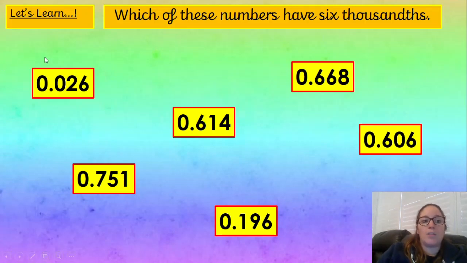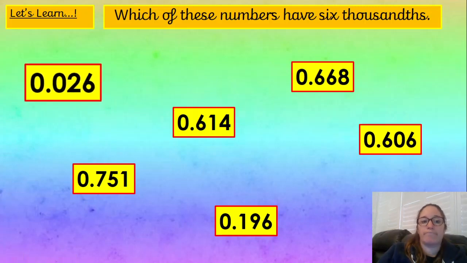Okay, so we know this 0 here represents ones. We know this represents tenths. This represents hundredths. This represents thousandths. Has it got 6 thousandths? Yes, it has.